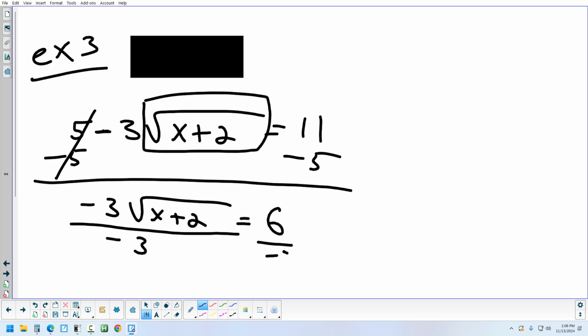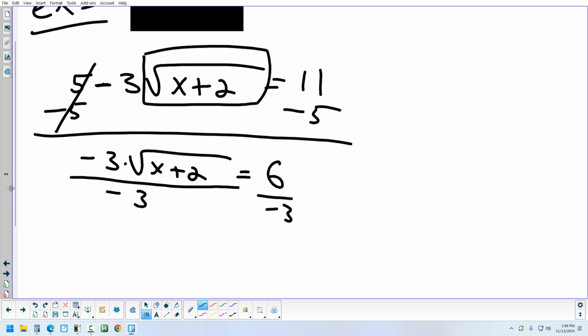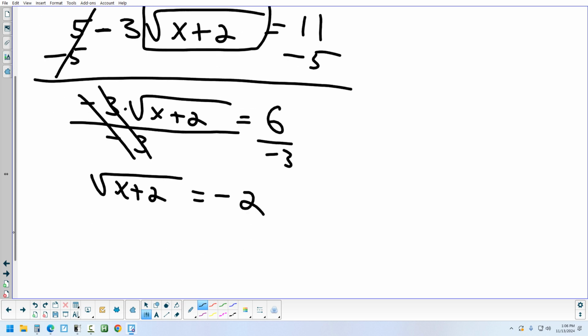Why are we dividing? Because it's multiplied to the box. Yep. So that negative 3, because it's just in front, is a times. So to get rid of times, we use divide. So that's gone. And what does that leave me with on the left? Square root of x plus 2. And how about on the right? Negative 2.